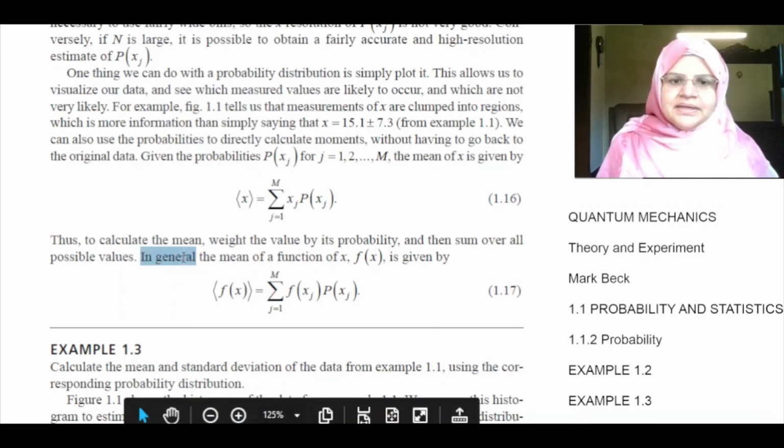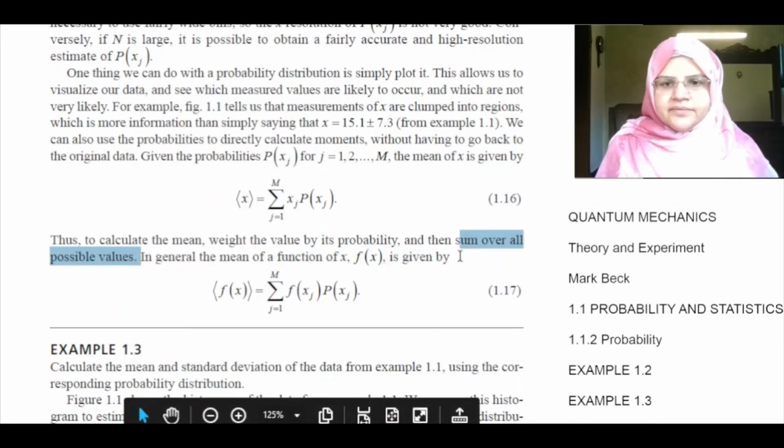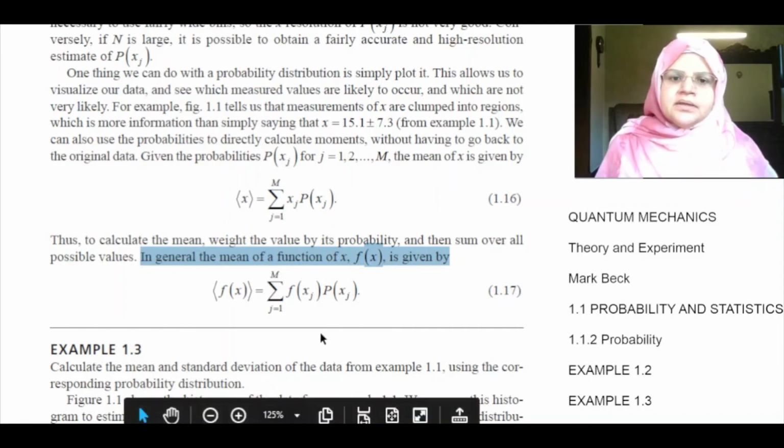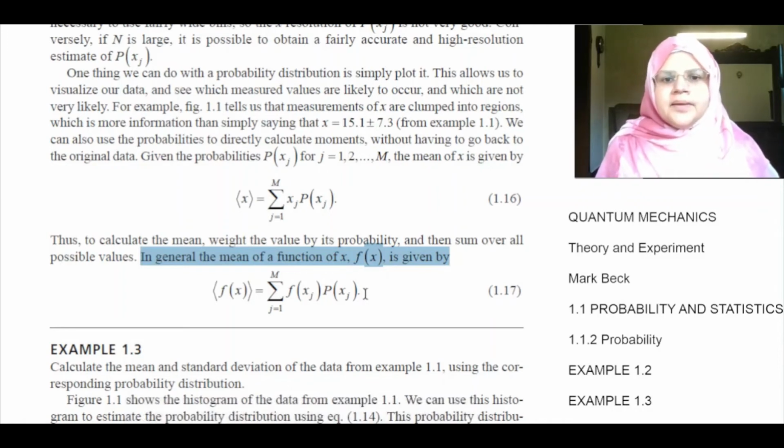In general, the mean of a function of x, f of x, is given by the mean of f of x is equal to the sum from j equal to 1 to m of f(xj) times Pxj, which means it is equal to f(x1) times Px1 plus f(x2) times Px2 and so on, up till f(xm) times Pxm.